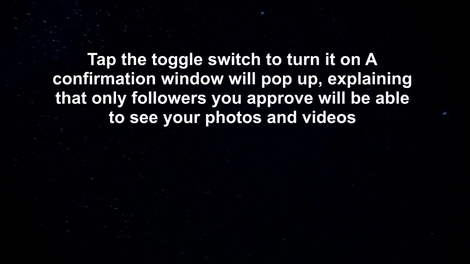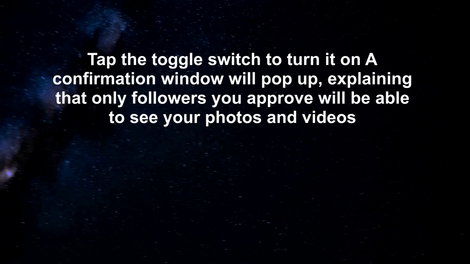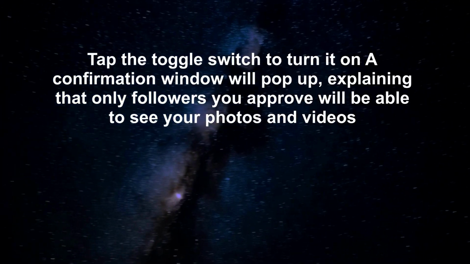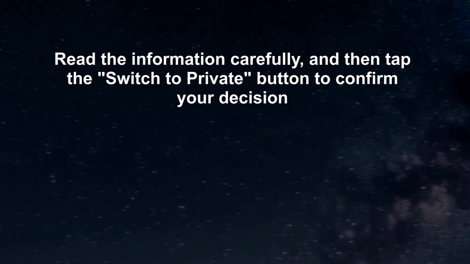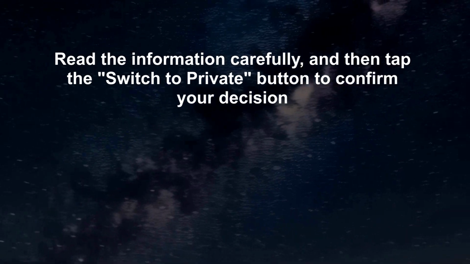A confirmation window will pop up, explaining that only followers you approve will be able to see your photos and videos. Read the information carefully, and then tap the Switch to Private button to confirm your decision.